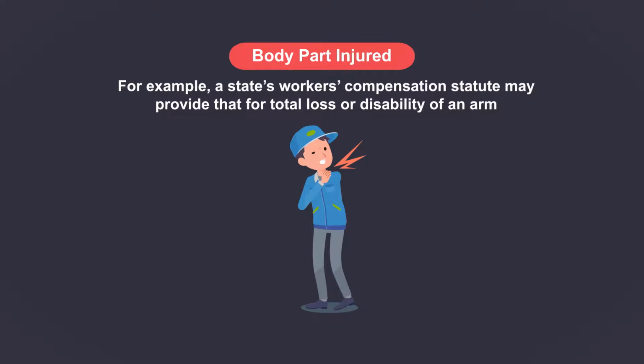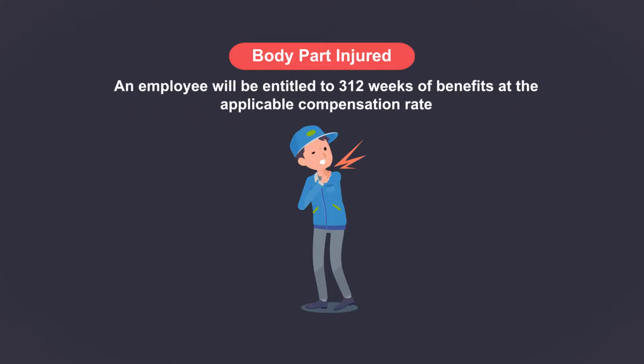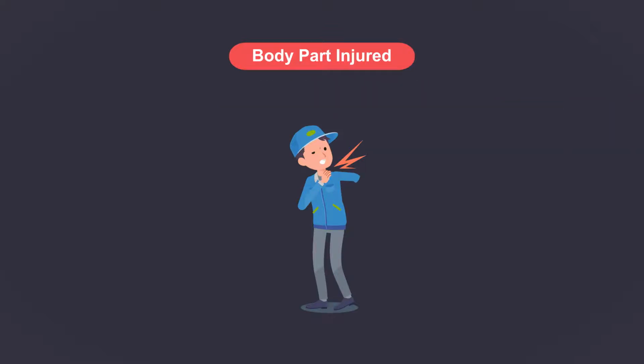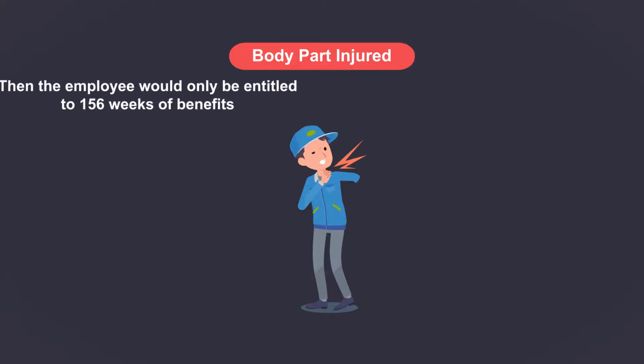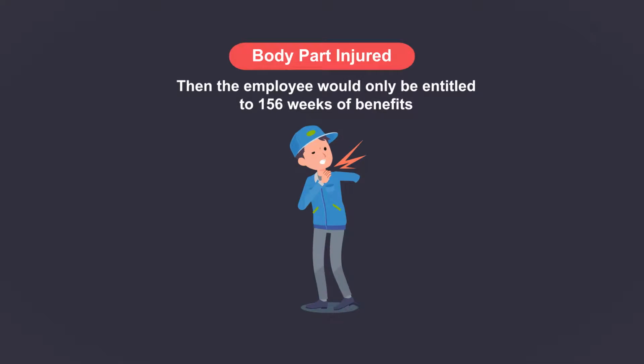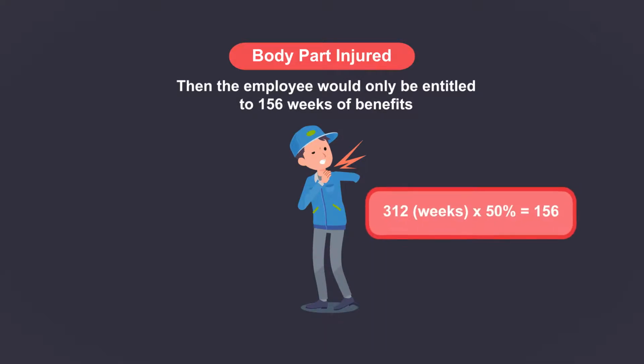For example, a state's workers' compensation statute may provide that for total loss or disability, either in function or amputation of an arm, an employee will be entitled to 312 weeks of benefits at the applicable compensation rate. If, however, the employee only has 50% disability or has lost 50% use of the arm, then the employee would only be entitled to 156 weeks of benefits, which is 50% of 312 weeks.